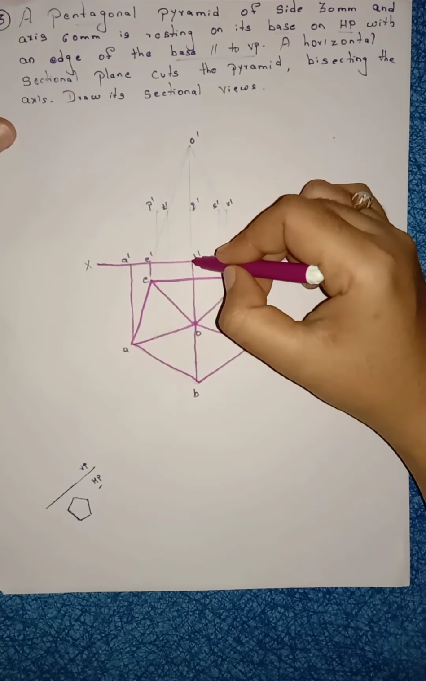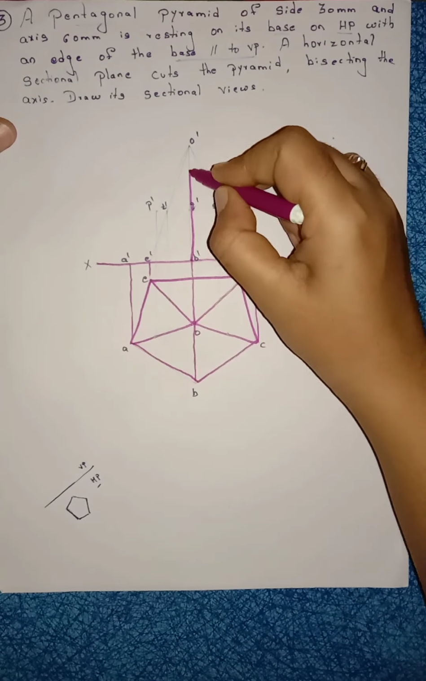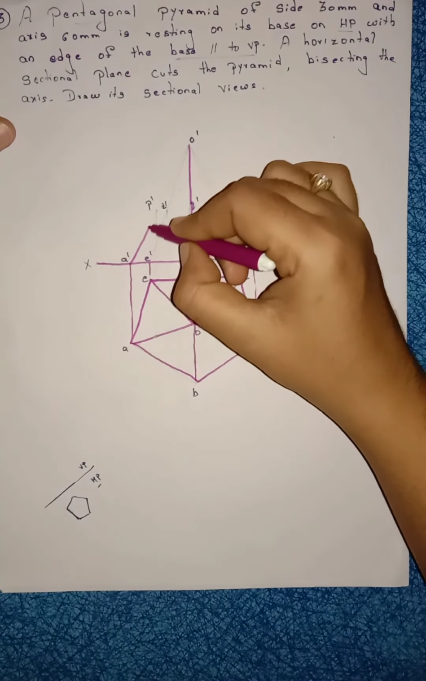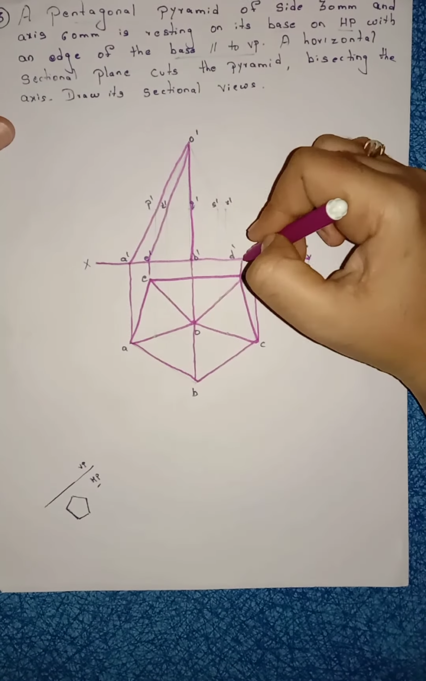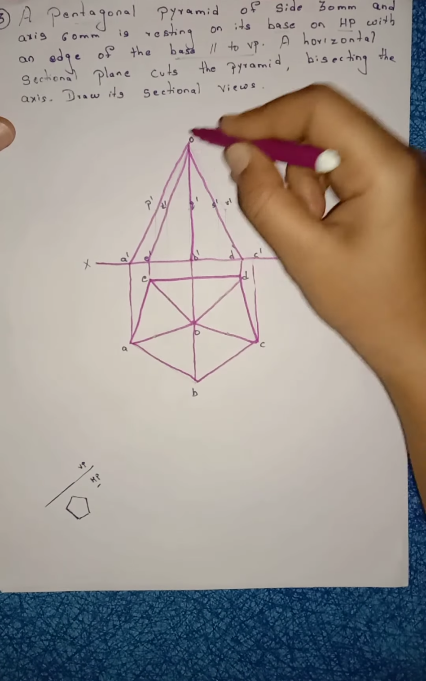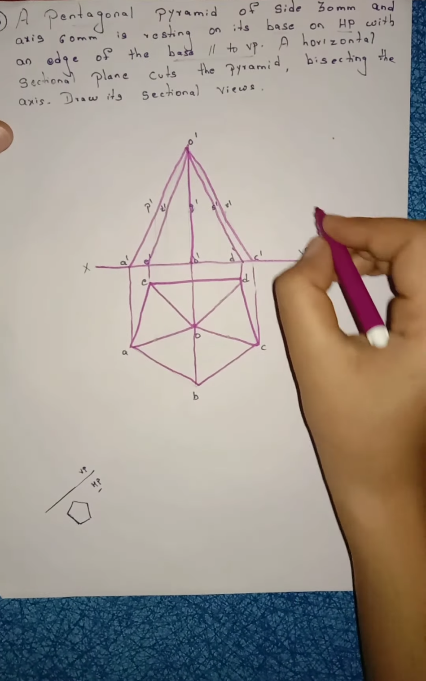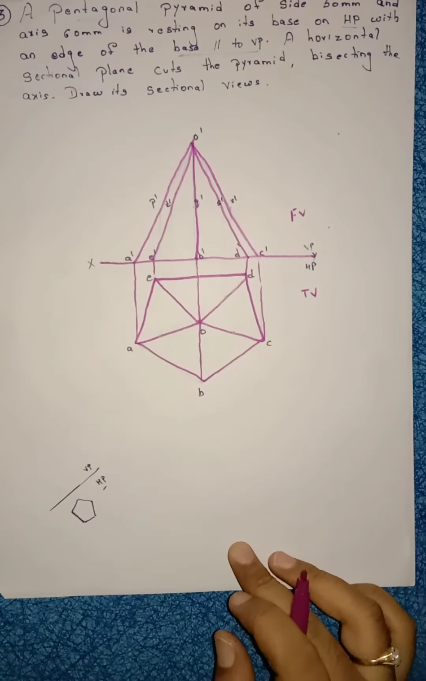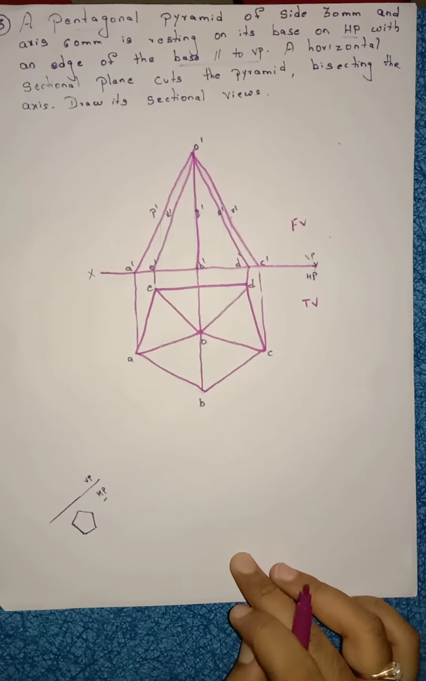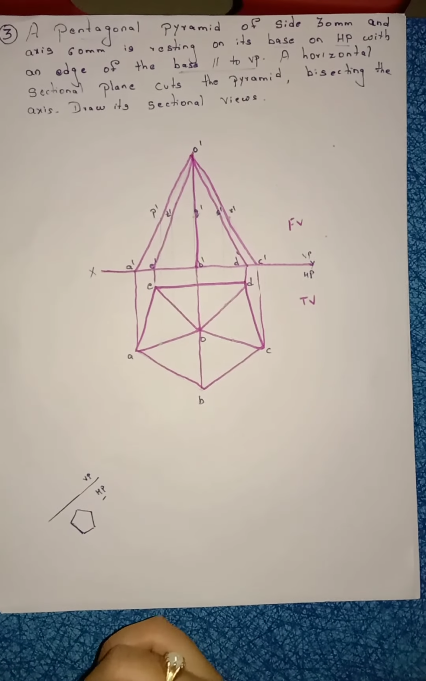After that, how much is the axis height here? 60 mm. Draw the axis height 60 mm. Join A dash to O dash, E dash to O dash, D dash to O dash, and C dash to O dash. This is the initial position, front view and top view. Now, what is the next part of the question? You have to draw the sectional plane.